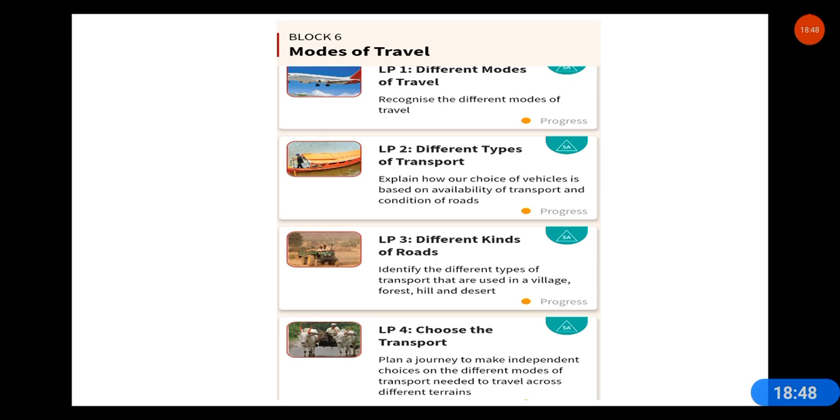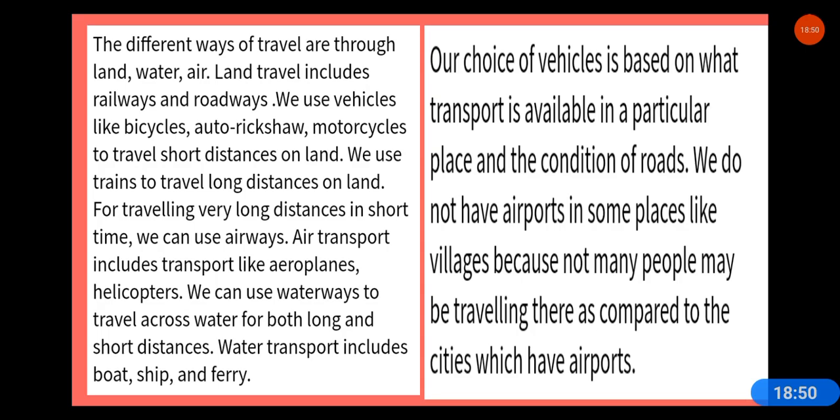Chapter 6. The different ways of travel are through land and water and air. Land travel includes railway and roadways. Roadways include bus, taxi, auto rickshaw, cycle rickshaw, bike. These are the road travels.